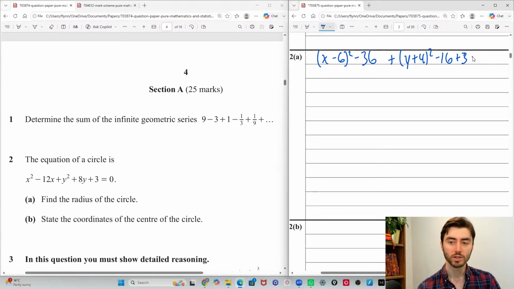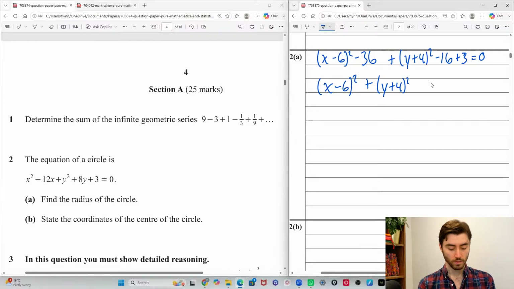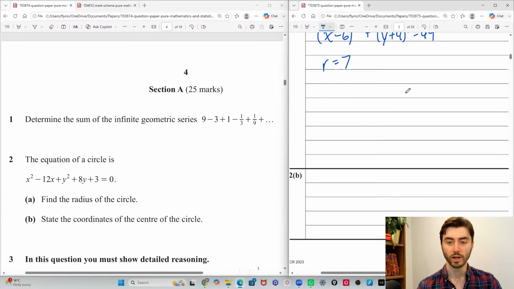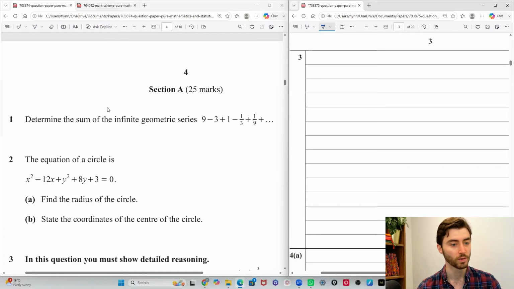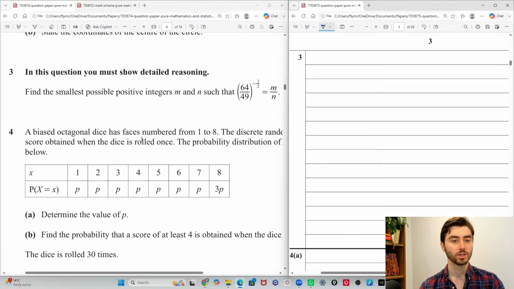Now, I know with the structure of this paper, I'm not expecting it to get difficult in section A. So I imagine this will be just a fairly straightforward running through. 36 and 16 and -3 is 49, which means that the radius of the circle is 7, which is the square root of 49, and the coordinates of the center are going to be (6, -4), from solving each of those brackets for the x and y coordinates.